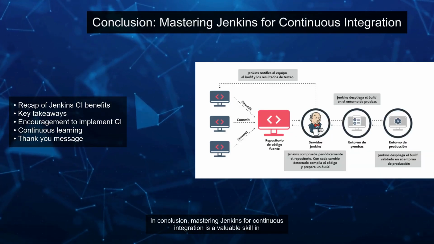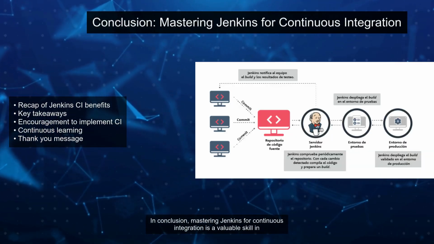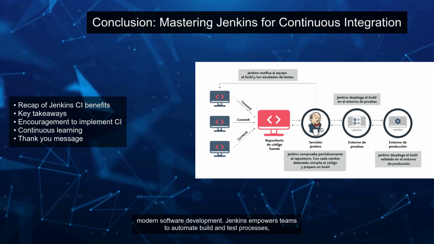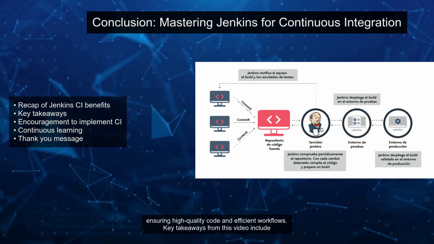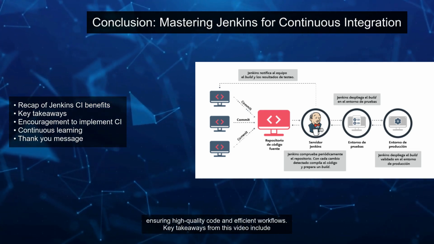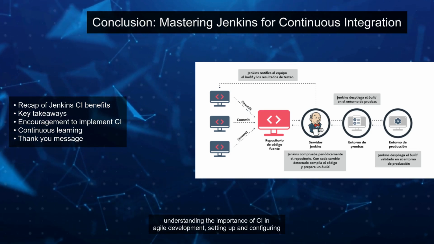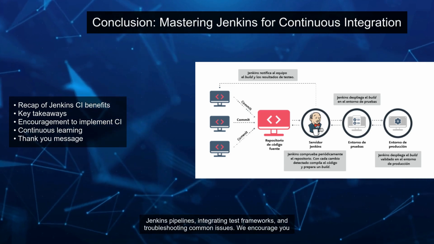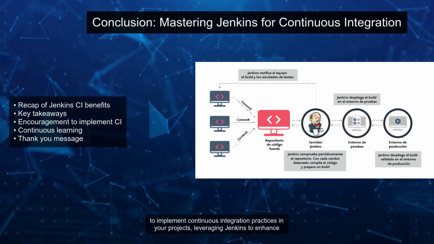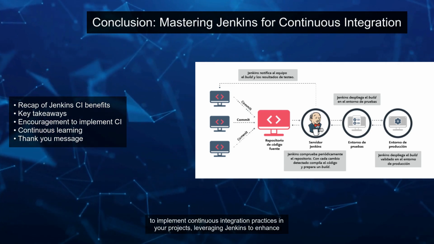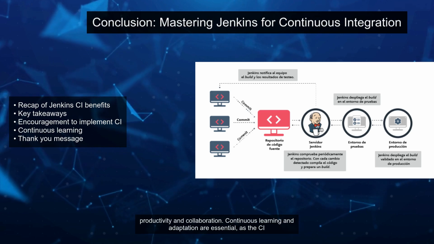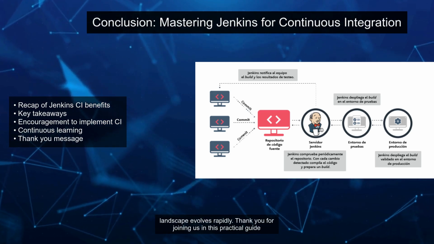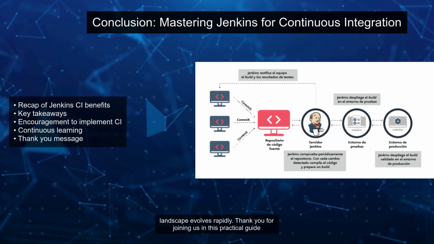In conclusion, mastering Jenkins for continuous integration is a valuable skill in modern software development. Jenkins empowers teams to automate build and test processes, ensuring high-quality code and efficient workflows. Key takeaways from this video include understanding the importance of CI in agile development, setting up and configuring Jenkins pipelines, integrating test frameworks, and troubleshooting common issues. We encourage you to implement continuous integration practices in your projects, leveraging Jenkins to enhance productivity and collaboration. Continuous learning and adaptation are essential, as the CI landscape evolves rapidly.